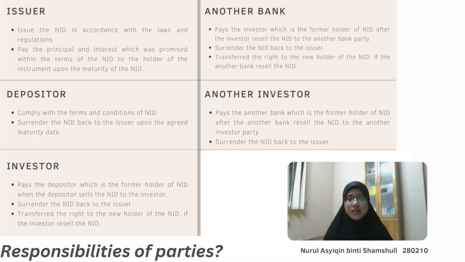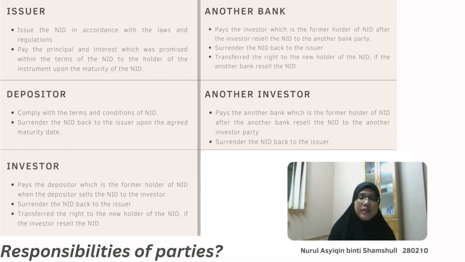in paying the depositor, which is the former holder of NID, when the depositor sells the NID to the investor. Upon the selling of the NID, the holder right for the NID is transferred to the investor. Thus, upon the maturity of the NID, the investor is obligated to surrender the NID back to the issuer. If the investor were to resell the NID to another party, the investor is responsible to transfer the right to the new holder of the NID.